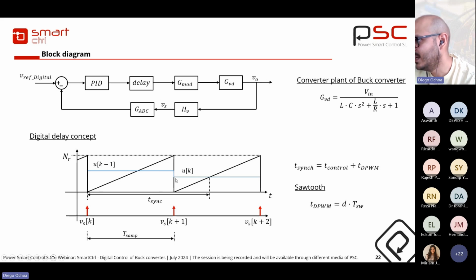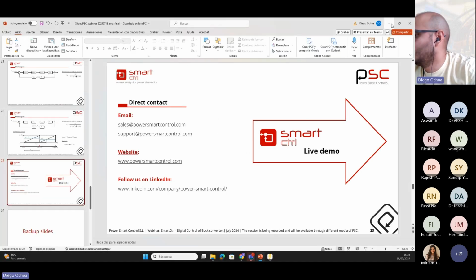After that, we have the time related to the modulator, the digital PWM modulator. This time is related to the instant when the control signal is updated. This means that this is the time when the control signal intersects with the carrier signal. So in this example, the DPWM delay is related to the duty cycle, because it's the duty cycle times the switching period.